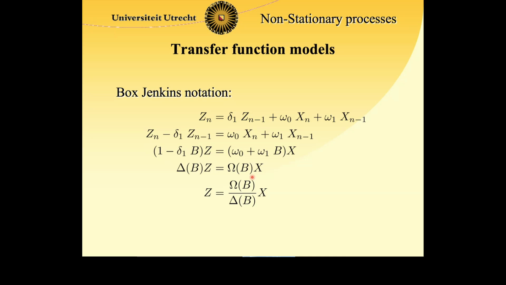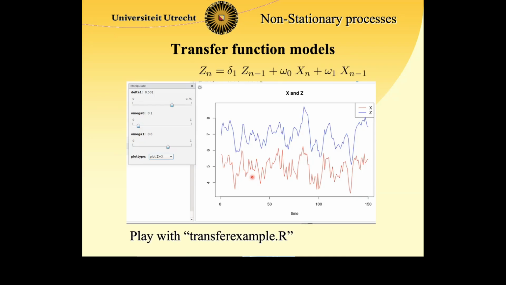Now, for instance, if we fit this, you can play around with the transfer example in R. We have an X and we have an R. In this case, we have this simpler model. We have two moving average omega components and one delta. You can shift around with these, and you can plot X plus Z, but you can also plot the cross correlation function between the two. So play around with that example if you want to, and see what happens to Z if you shift the delta here.